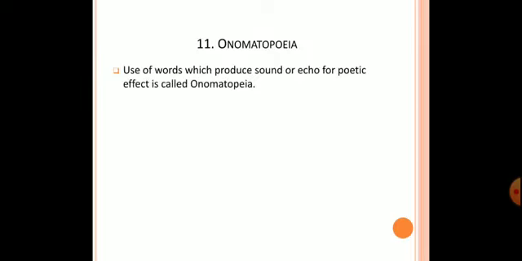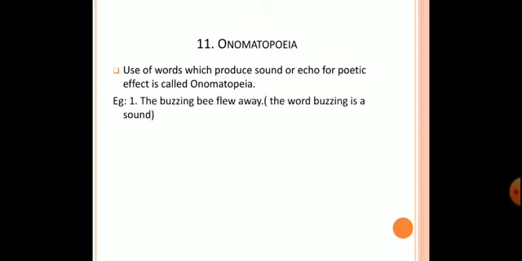Next one is onomatopoeia. Definition: use of words which produce sound or echo for poetic effect is called onomatopoeia. Whenever you see something ringing, sound coming out, this is considered as onomatopoeia. First example, the buzzing bee flew away. Now over here, the buzzing sound that comes out of the bee indicates noise or sound or echo, which is called onomatopoeia.